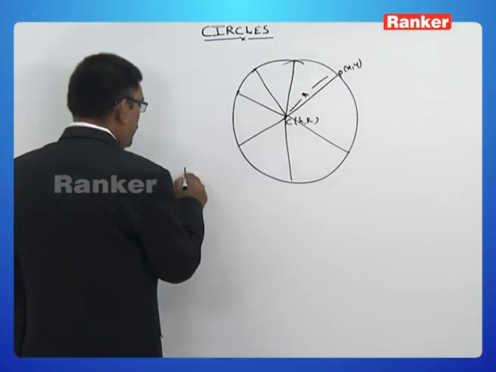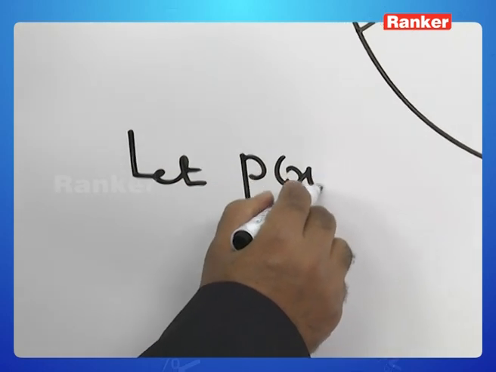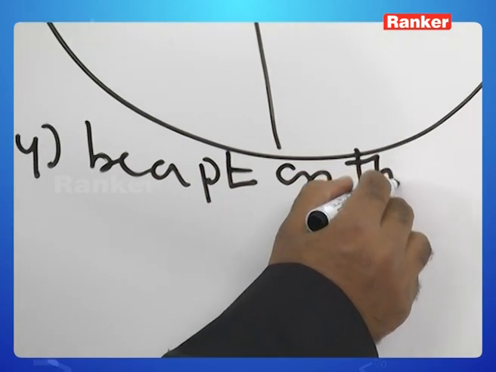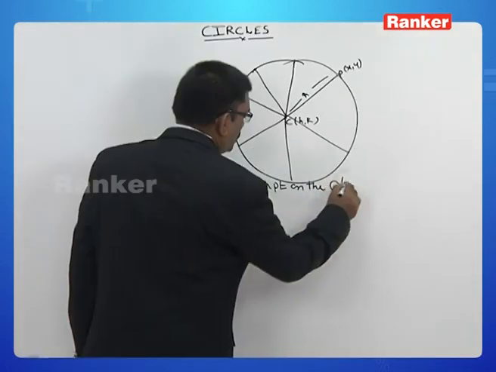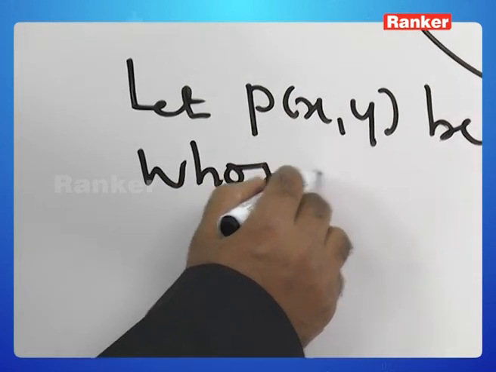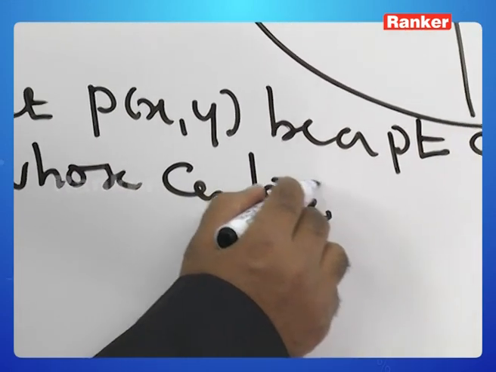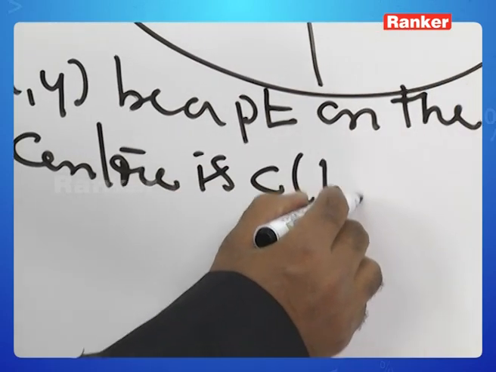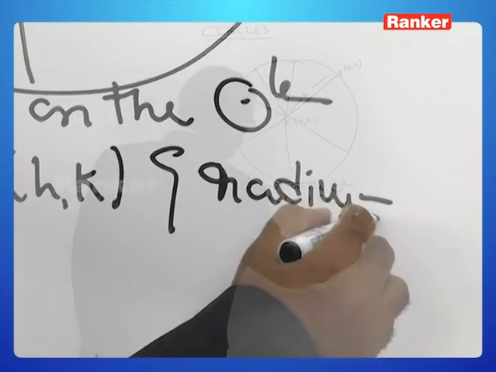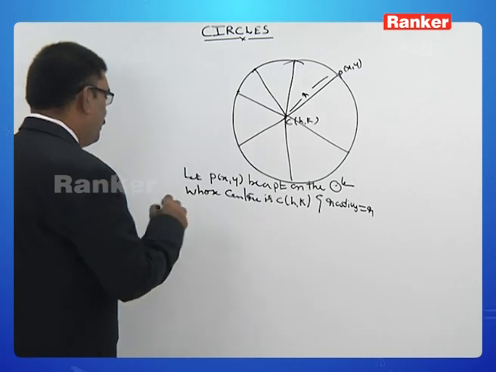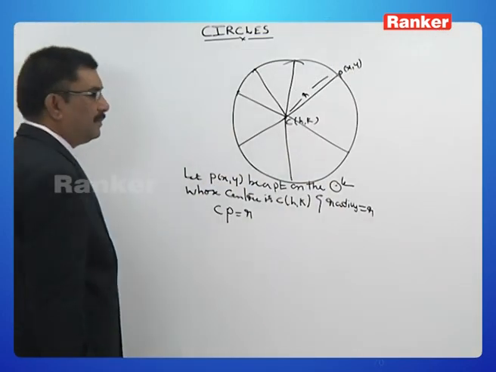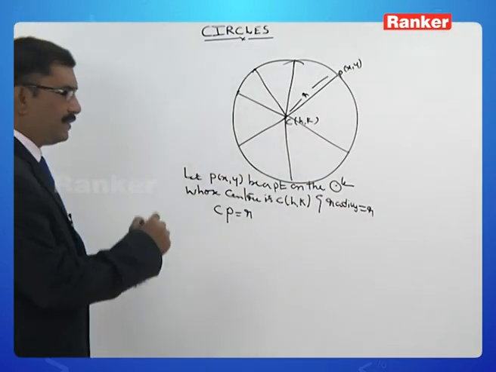I am going to start. Let P of X comma Y be a point on the circle whose center is C of H comma K and radius is equal to R. By definition, CP is equal to R. CP is equal to R. Why? It's a fixed distance.